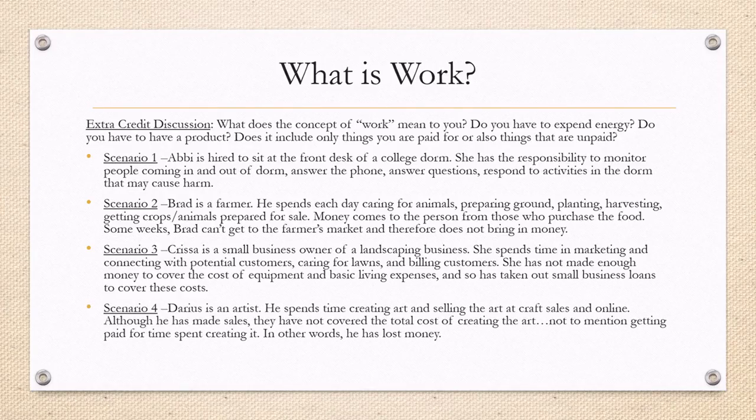Scenario 4. Darius is an artist. He spends time creating art and selling the art at craft sales and online. Although he has made sales, he has not covered the total cost of creating the art, not to mention getting paid for time spent creating it. In other words, he has lost money, just as Krissa has. Is there a difference between their activities? Should all these people be considered working in what they do?